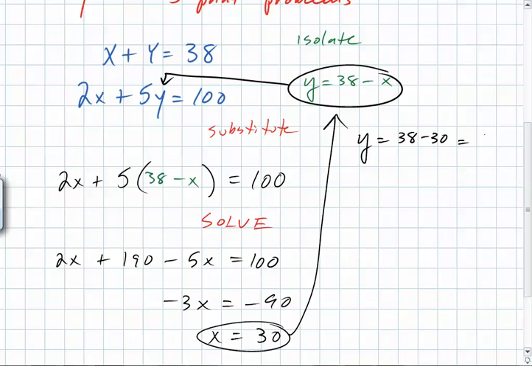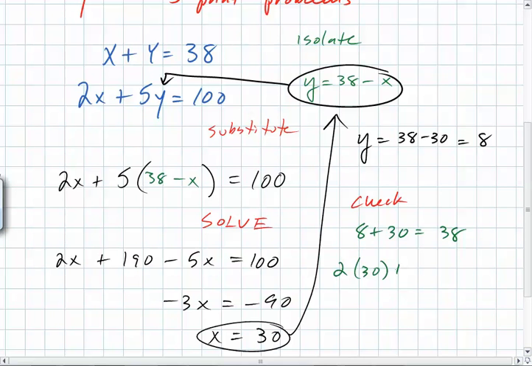So you're not done yet. What are two more things you need to do in order to be totally done? Check to see if it works. So 8 plus 30 is indeed equal to 38. And let's do 2 times 30 plus 5 times 8. What's that going to be? 60 plus 40 is 100.